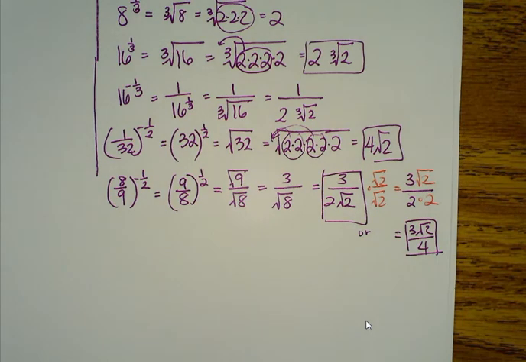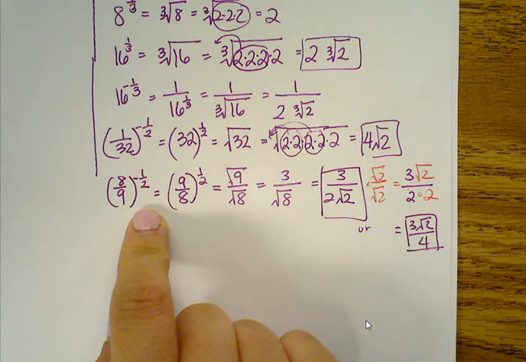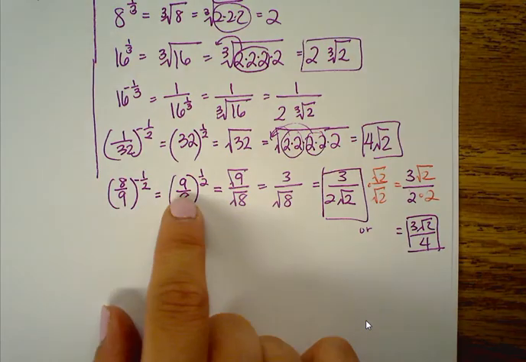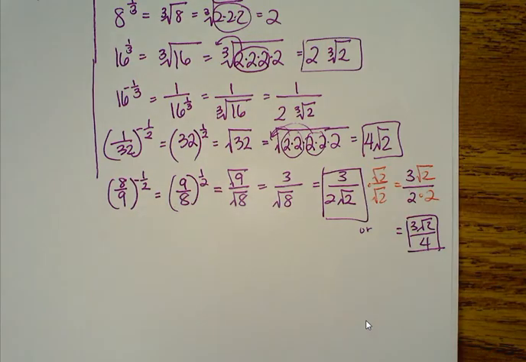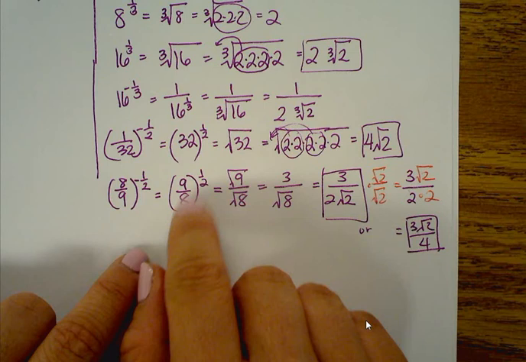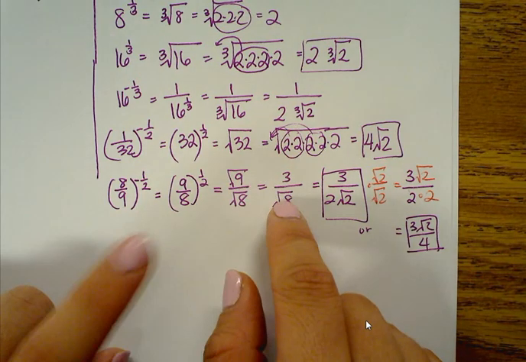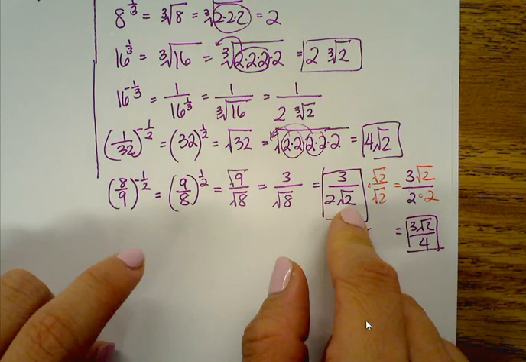Okay, should we explain? You guys ready to explain? So what did that negative exponent do? It flips the fraction to 9 over 8. 9 over 8 to the 1/2 power is the square root of 9 over the square root of 8. The square root of 9 is 3. For the square root of 8, 8 is 4 times 2. So the square root of 4 is 2, but there's one square root of 2 that stays. So now you have 3 over 2 root 2.